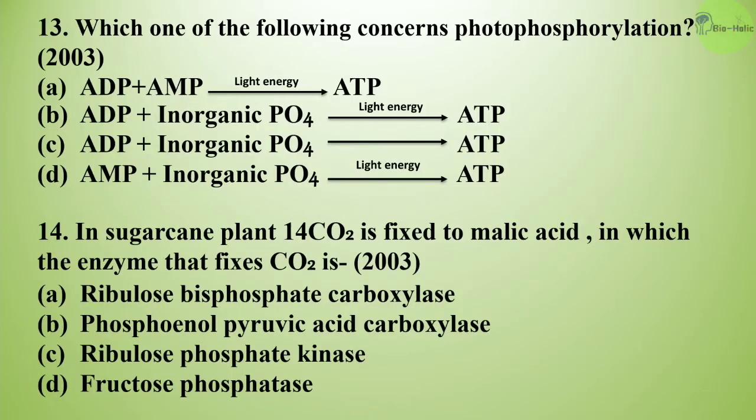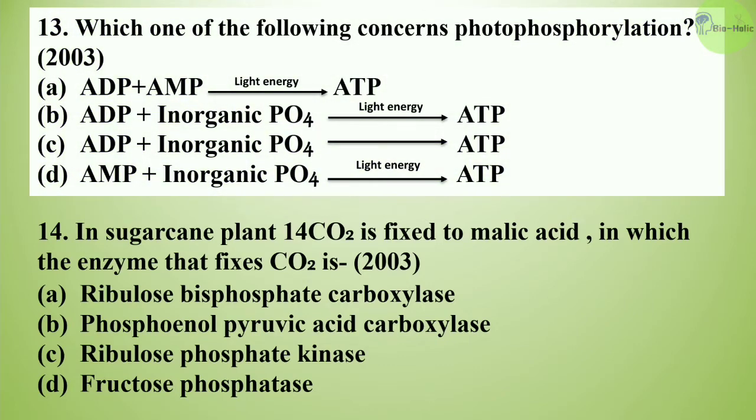Next is, which one of the following concerns photophosphorylation? ADP plus AMP in presence of light energy converted into ATP. Second option is ADP plus inorganic phosphate in presence of light energy converted into ATP. Third option is ADP plus inorganic phosphate, but there is no light energy, and without light energy can be converted into ATP. And the option D is AMP plus inorganic phosphate in presence of light energy is converted into ATP.